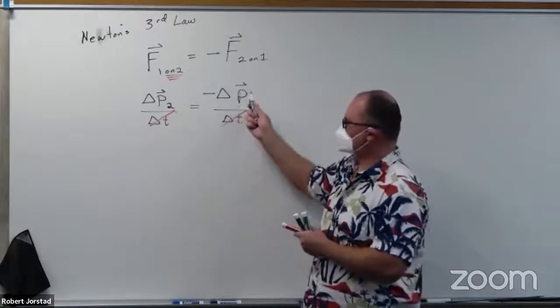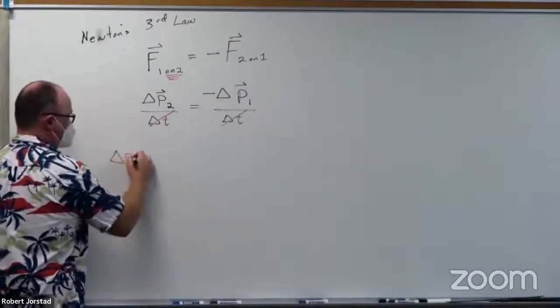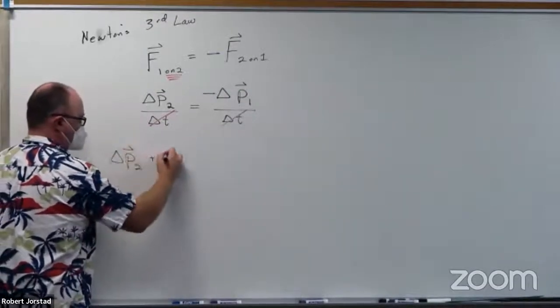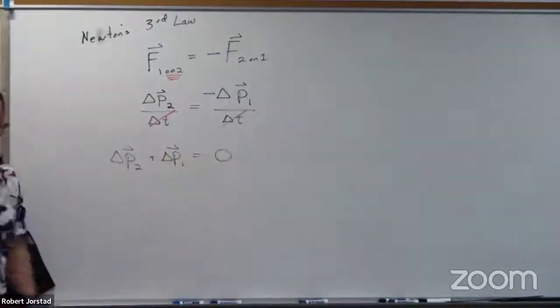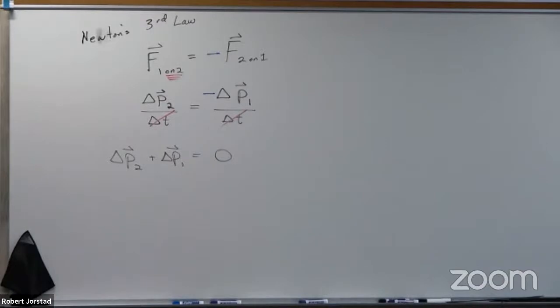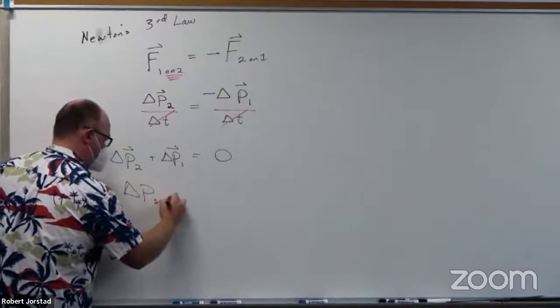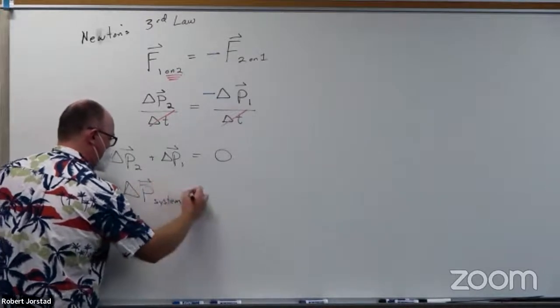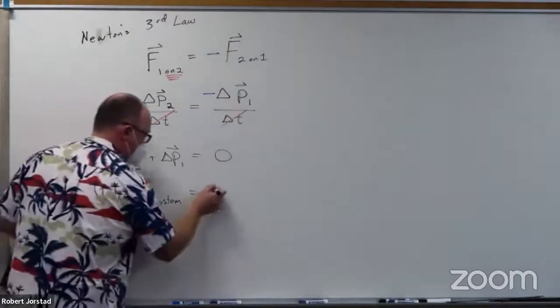And now I'm going to rearrange this to the other side. Change in momentum of 2 plus the change in momentum of 1 equals 0. Or change in momentum of the system, because remember, we only have two objects in our system here. 1 and 2 are the only things in the universe. 0.